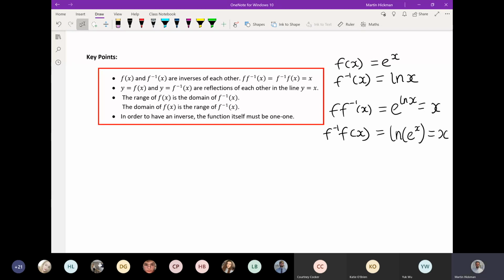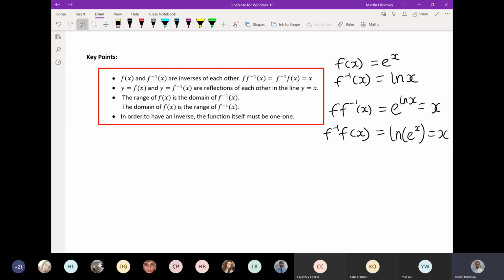And third point, the range of f of x is the domain of f to the minus 1, and the domain of f of x is the range of f to the minus 1 of x. Really, just learn that fact. Just say that over and over to yourselves. Print it off, put it on your walls, whatever. It's a really key fact to remember. It will really help you with these domain and range questions.